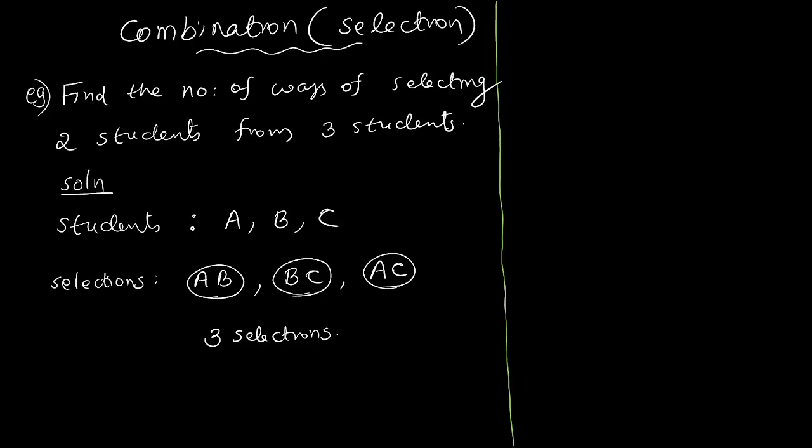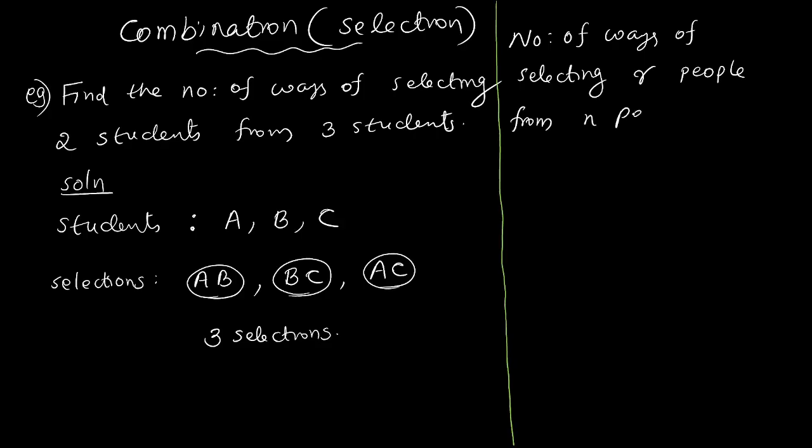Okay. So the problem is, if there are many students, then listing is very difficult. So let me generalize this concept. Number of ways of selecting r people from n people. n people means n different objects. If I write like this, you can understand.